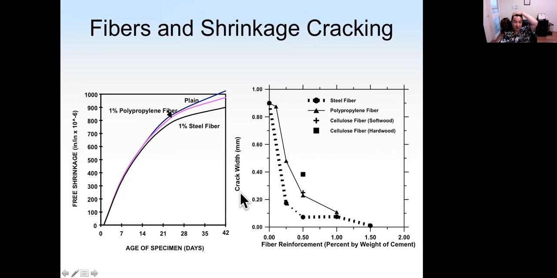Here shows another study, how the fibers will affect shrinkage cracking. Again, we'll have a dedicated lecture about fiber reinforced concrete and other high performance concrete. Here shows plain concrete, which is the blue line. The pink line is 1% of polypropylene fiber. The black line is 1% of steel fiber. What we can see is the concrete with fibers will reduce the free shrinkage somehow.